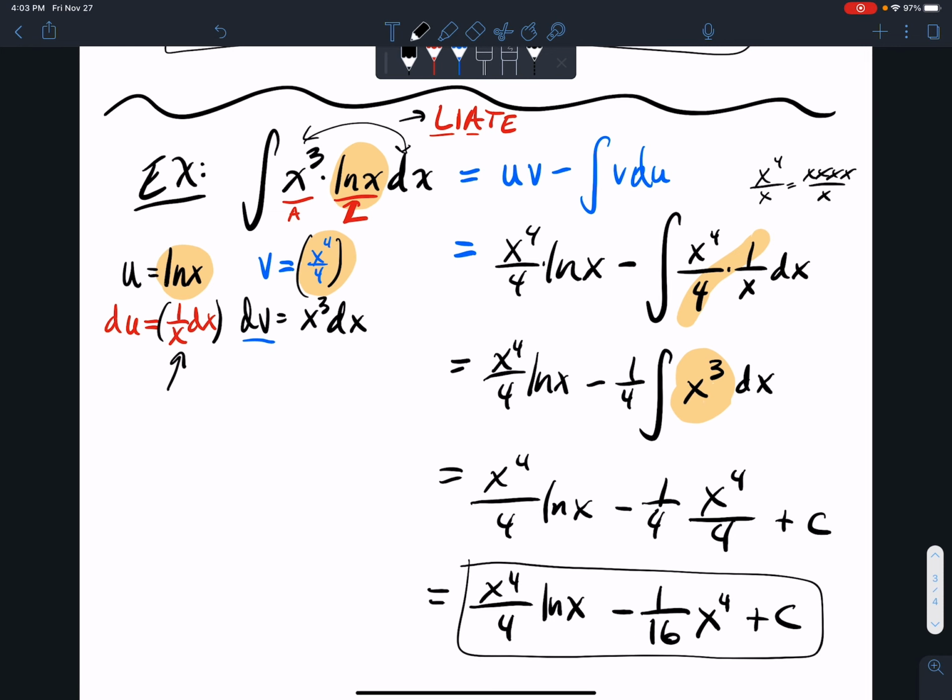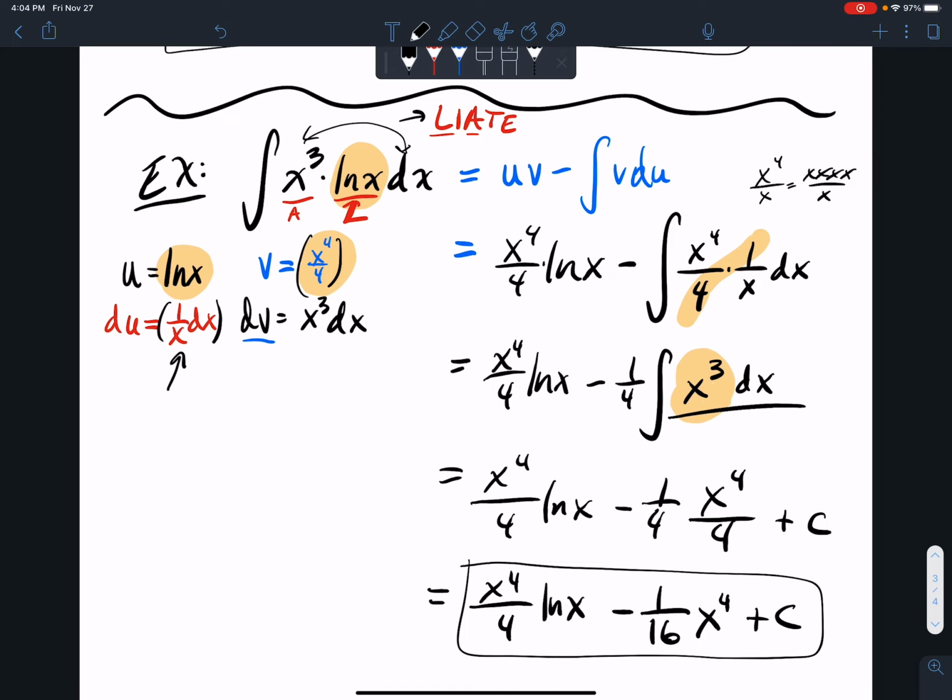Okay, so that one, not as bad. Only one iteration of integration by parts. If it didn't get to something simple that you knew how to use some integration rule to integrate, then you might have to use integration by parts again, right? You just use it until you don't have to use it anymore.